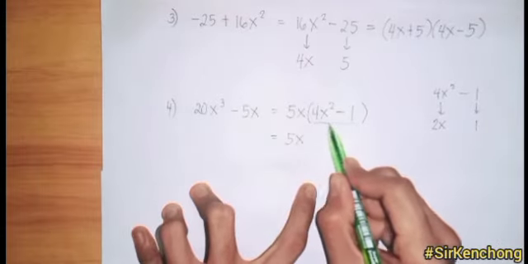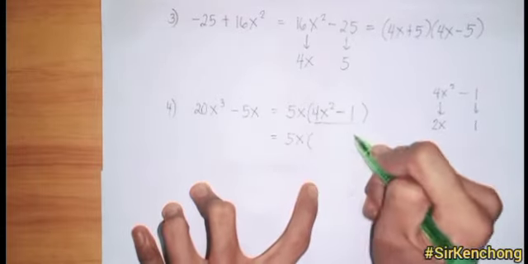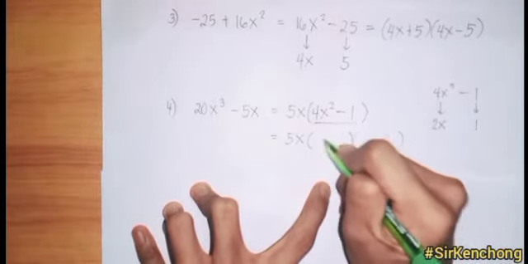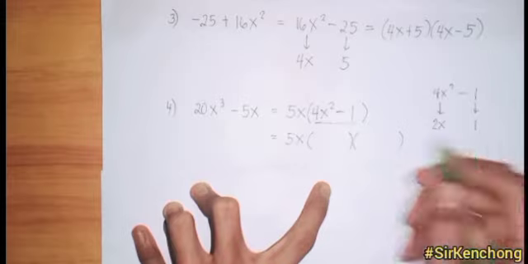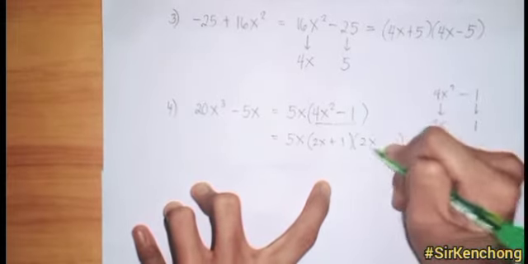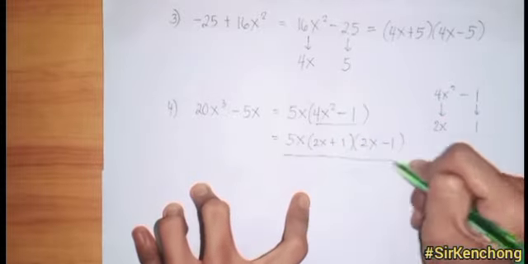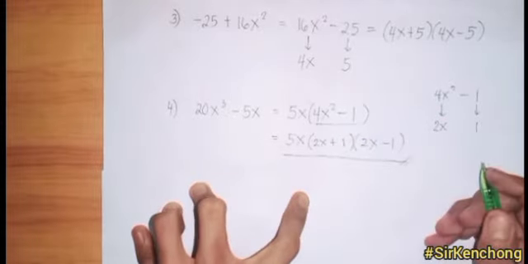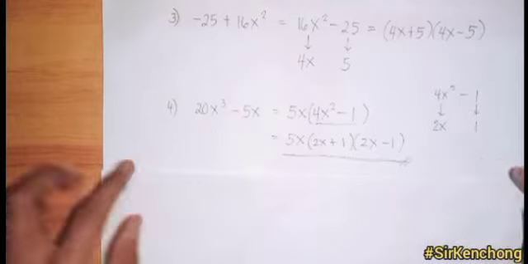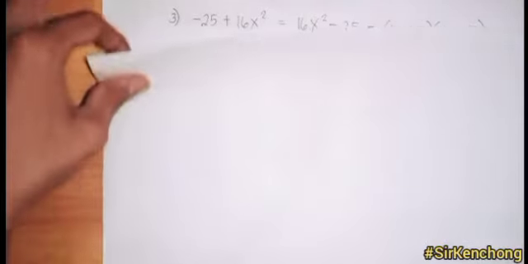Therefore, itong difference of two squares na to ay pwede na nating isulat na dalawang binomials. Sum at difference ng mga square roots: 2x plus 1 at 2x minus 1. Ito na ngayon ang complete factored form of 20x cubed minus 5x. And next example, number 5. 81x to the 8th power minus 1.